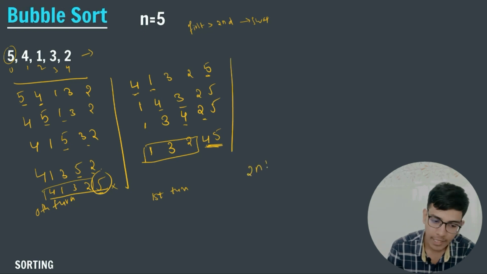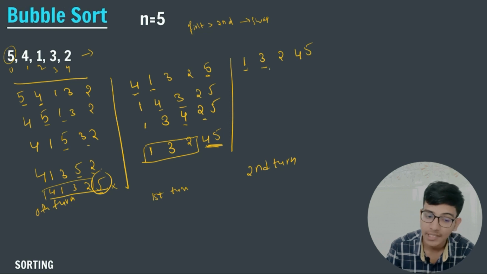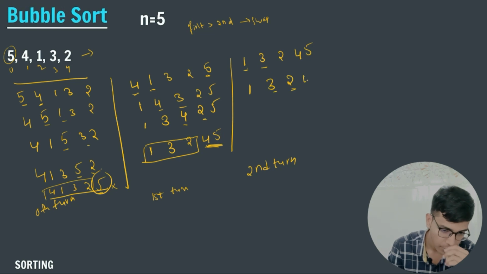Now the second turn. In the second turn, this is my array: 1, 3, 2, 4, 5. Now I am going to check 1 with 3. You can see that 1 is not greater than 3. If the first element is not greater than the second element, then no swapping will take place. So I am going to check now 3 with 2. After that, 4, 5.